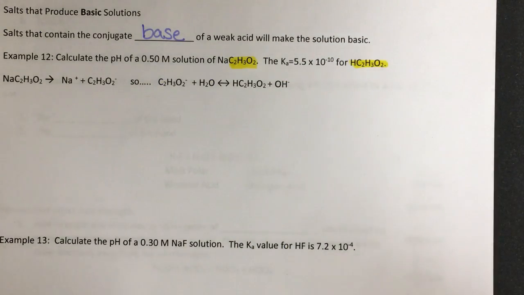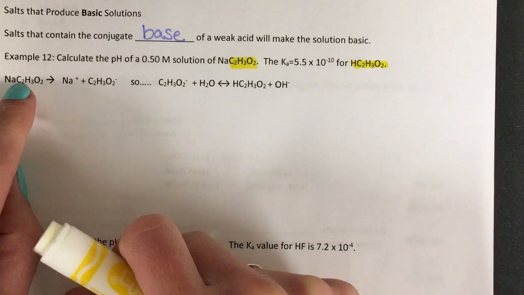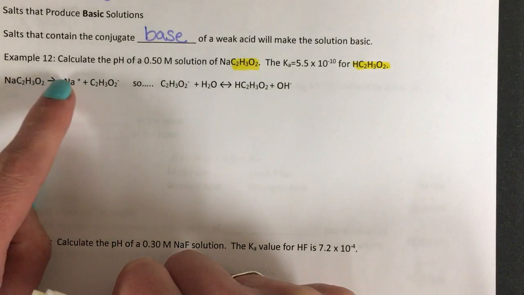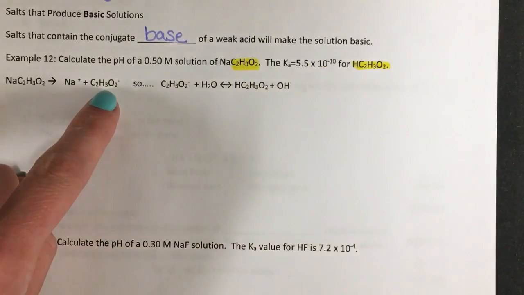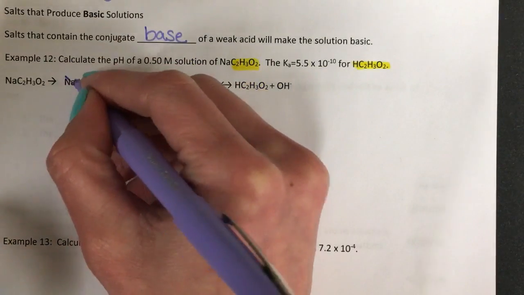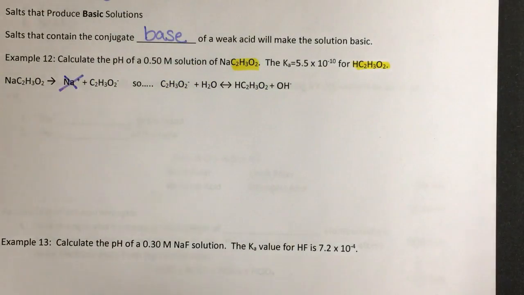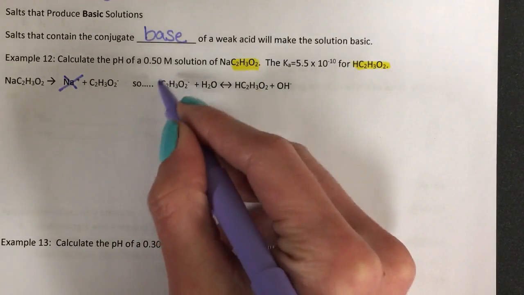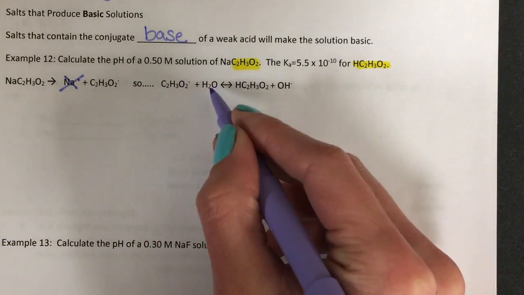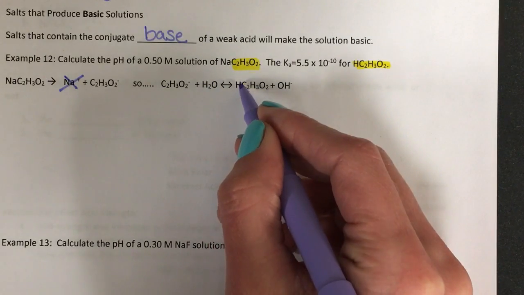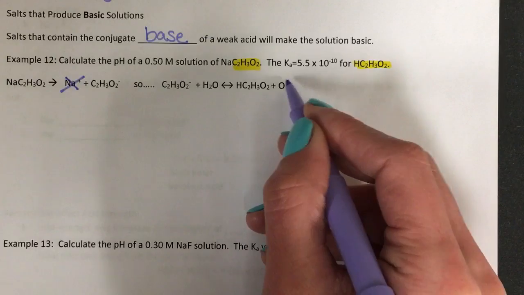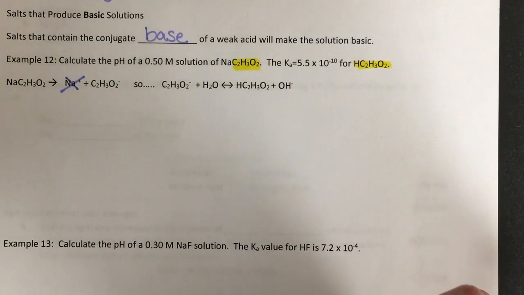Okay, so here's the way it works. I've got my sodium acetate. When it dissolves in water, it breaks into sodium and acetate. I don't care about sodium, it won't affect the pH. However, the acetate ion in solution reacts with water. It can pick up the H to form acetic acid and make an OH ion as well.